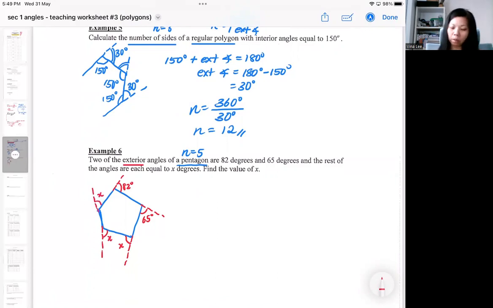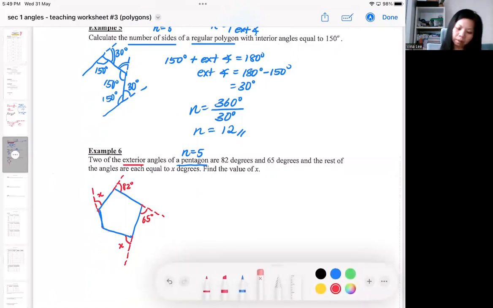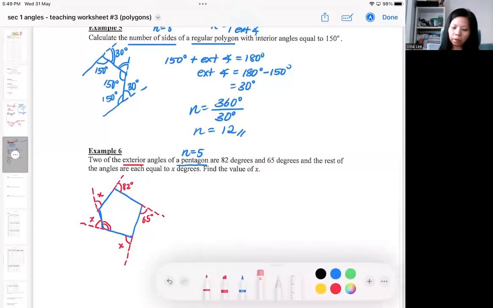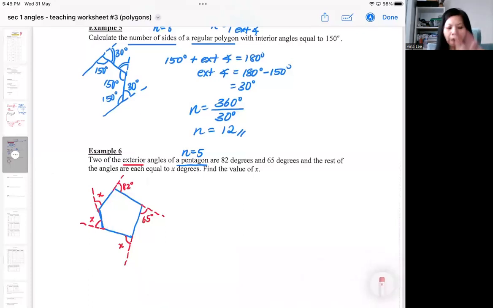So it doesn't matter where you draw your exterior angle. I'll show you. You can draw it like this. It will still form a straight line with the interior angle. Okay. So in this question, I'm expecting 5 exterior angles.